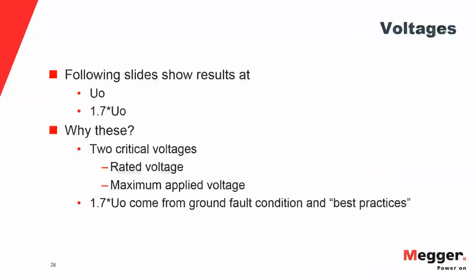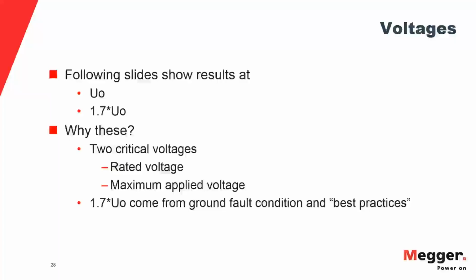The following slides show the results at rated voltage and at 1.7 times rated voltage. Why these two values? These two are very critical voltages. We want to make sure that there's no PD at rated voltage, and we want to see the record at the maximum applied voltage. So there are measurements done at different voltages on here, but these are the two that I picked for this presentation.